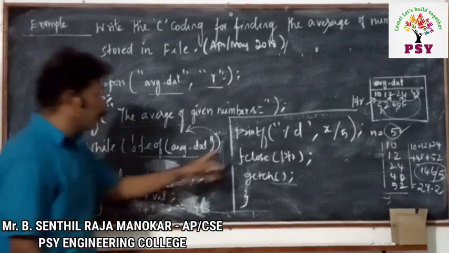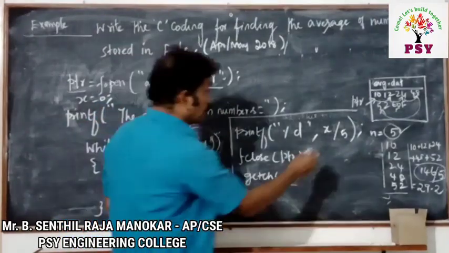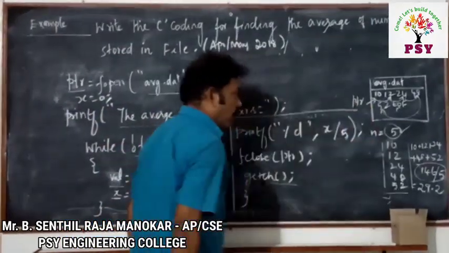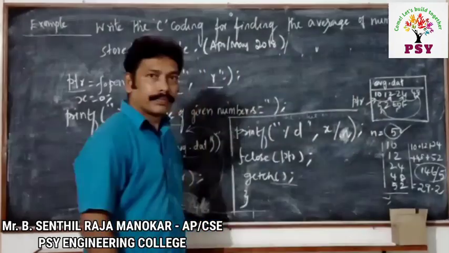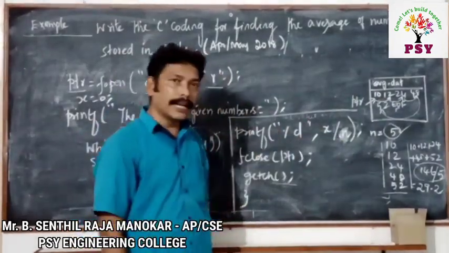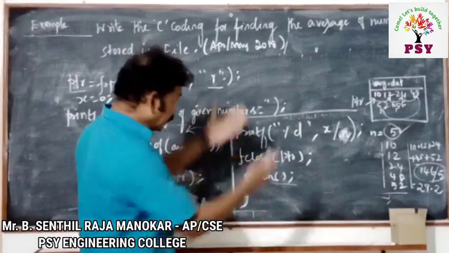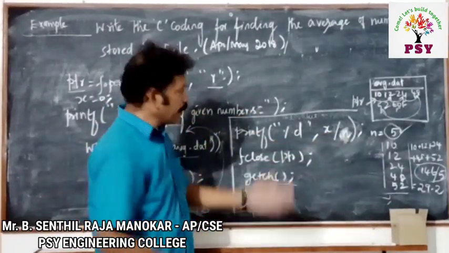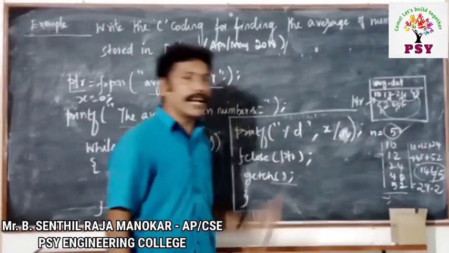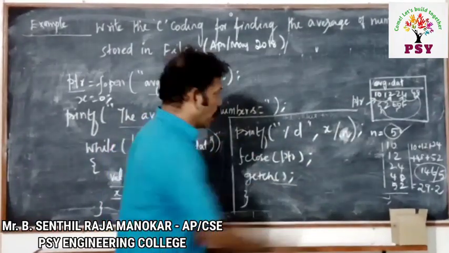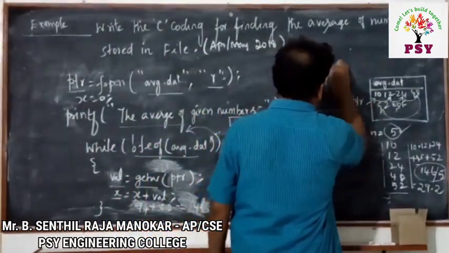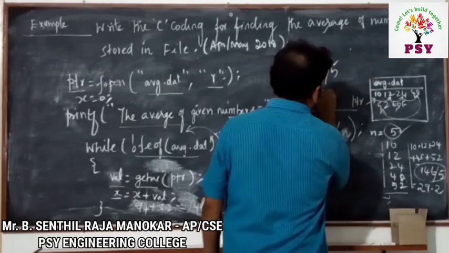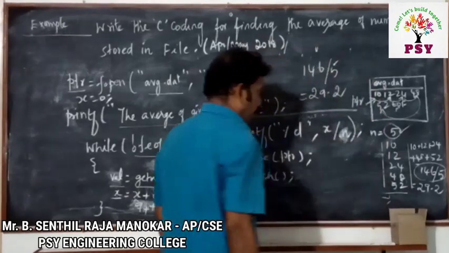So that we have to print, with the division by 5 values. Or I will write here n values, because that value can be any number of values. As per this input only 5 values, but it may be any number. So I may write here x divided by n. So what is the value of x? x will be 146 divided by n is equal to 5. The value will be 29.2.